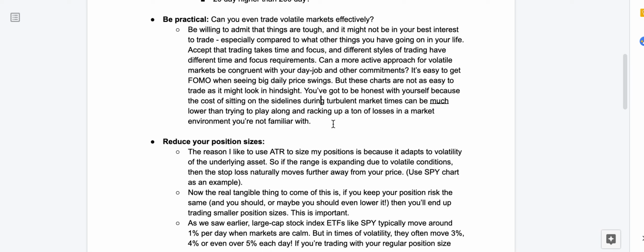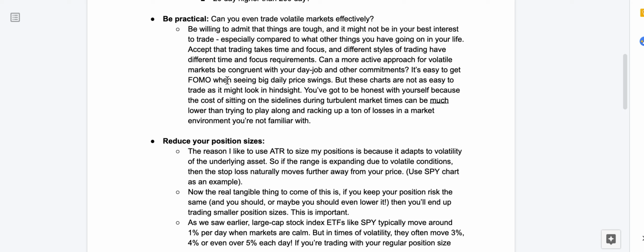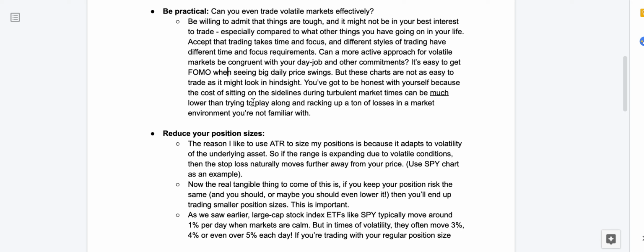So, just be practical and honest with yourself. Try to avoid that fear of missing out. There's a big expectation that when markets are volatile, there's lots of money to be made. That may be true for nimble day traders, but for longer term position traders or swing traders, that's not necessarily the case. So be practical.